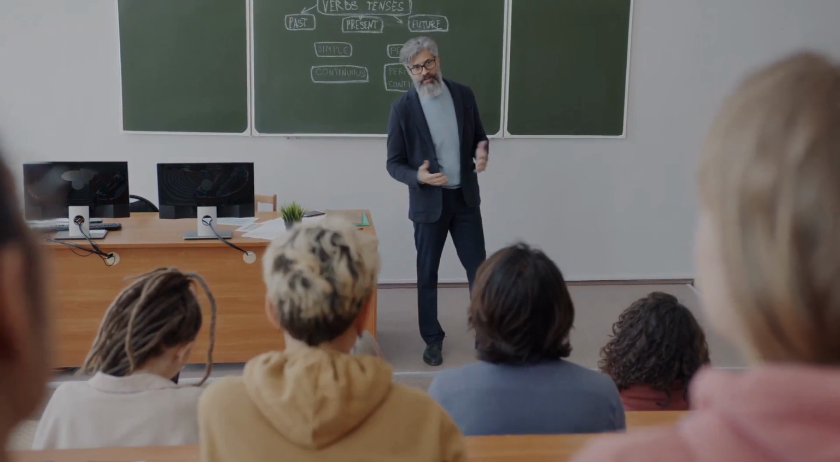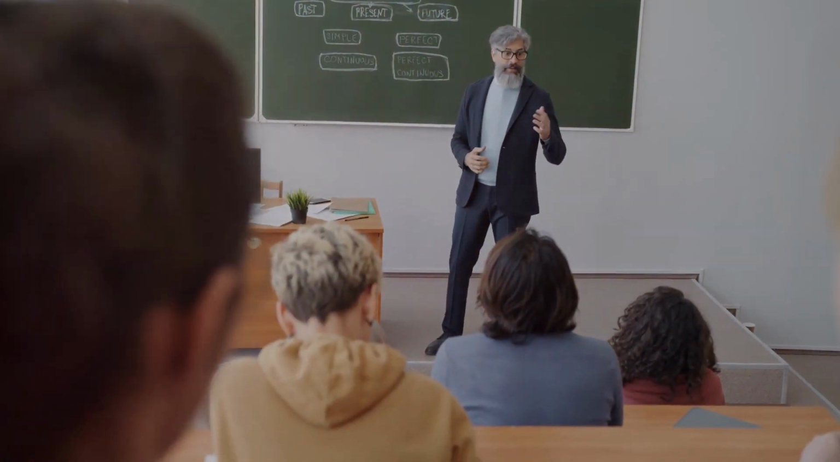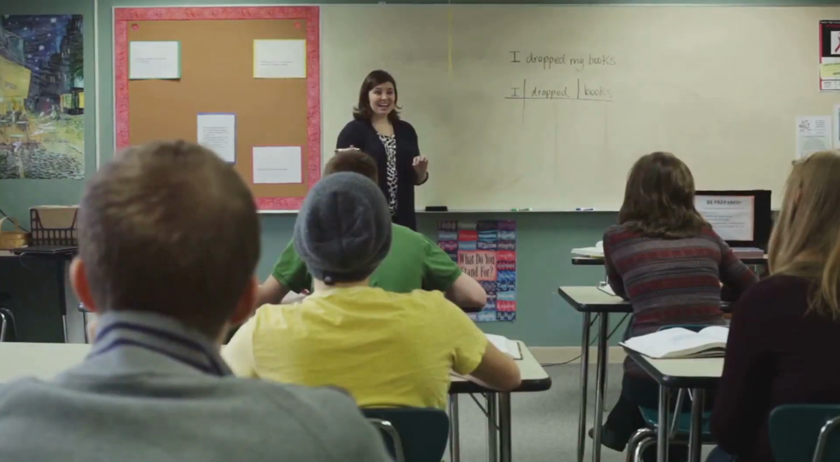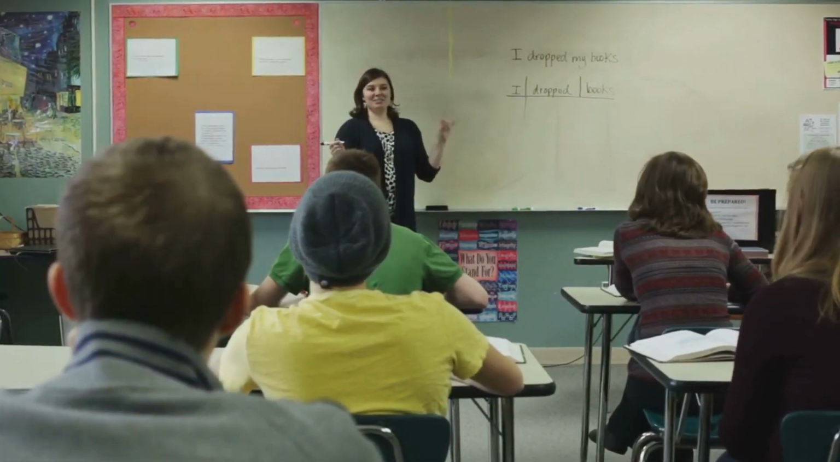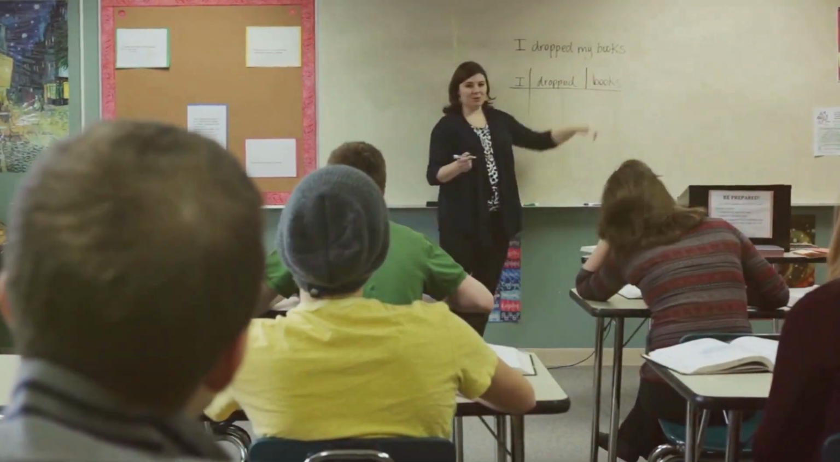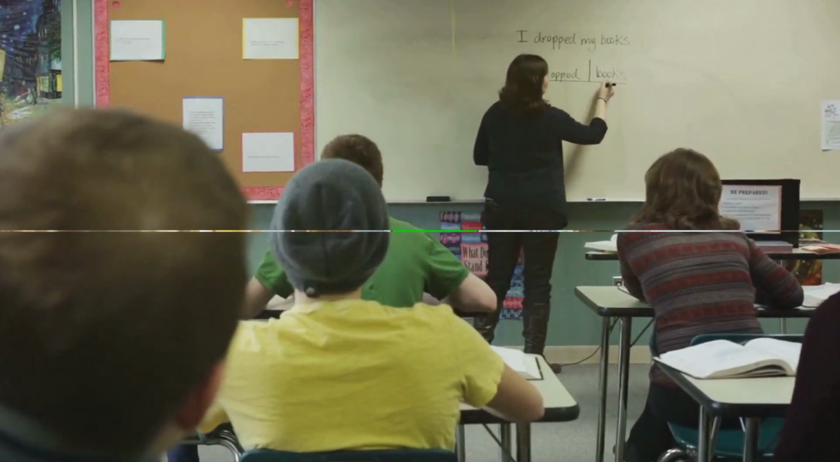Can is used to talk about present abilities or possibilities, while could is used to talk about past abilities or possibilities. For example, "I can speak English fluently" refers to your current ability, whereas "When I was younger, I could run very fast" refers to a past ability.